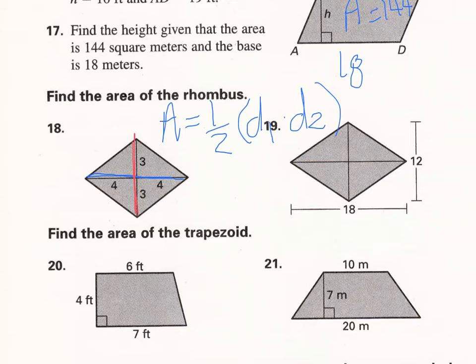On number 19, they actually already tell you what the total is for the whole diagonal. So instead of number 18, where you had to take 4 and 4 and make 8, here they already add them together to give you 12 and 18. You can plug those into the formula there. Make sure you label your answer properly on all of these problems. If they're asking for area, it's the unit squared. If it's just the distance, it's just the unit.